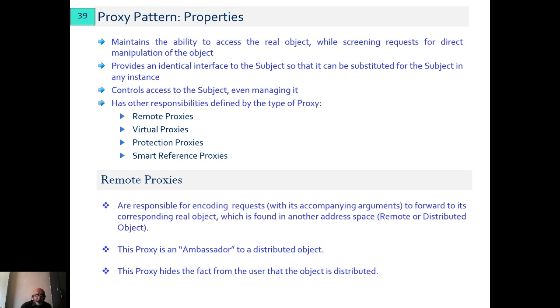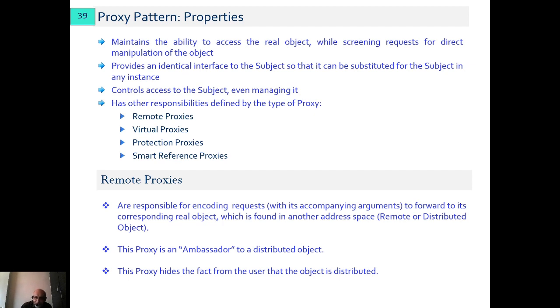The types of proxies now, it will be interesting to see these types. The remote proxies, virtual proxies, protection proxies and smart reference proxies. Very simple to understand. You are aware about remote proxies? I hope so. This is an ambassador to distributed object, which means that they are responsible for encoding the request and forwarding it to the real object.